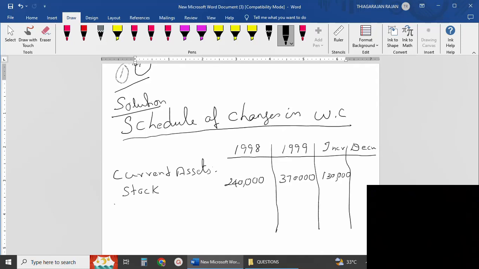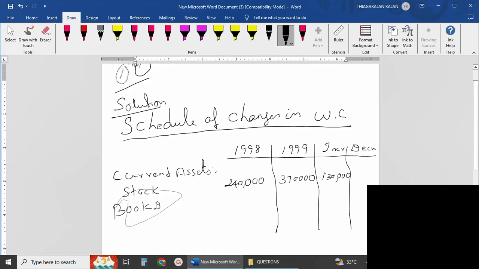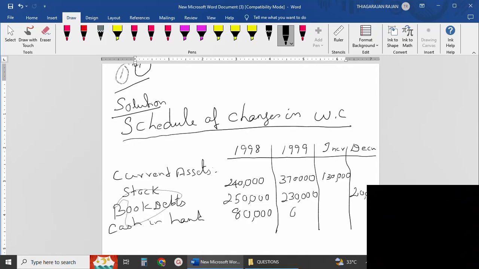The next current asset is book debts. In 1998 it is 2,50,000. In 1999 it comes to 2,30,000. So it is decreased by 20,000. The next is cash in hand. Cash in hand is 80,000 in 1998, and in 1999 it becomes 60,000. So how much is it decreased? By 20,000.